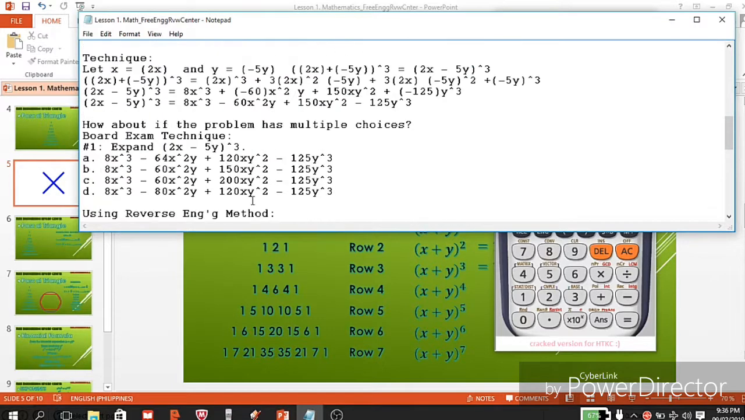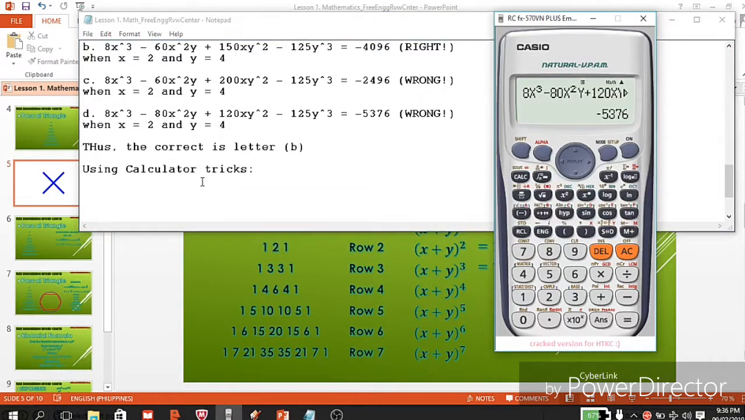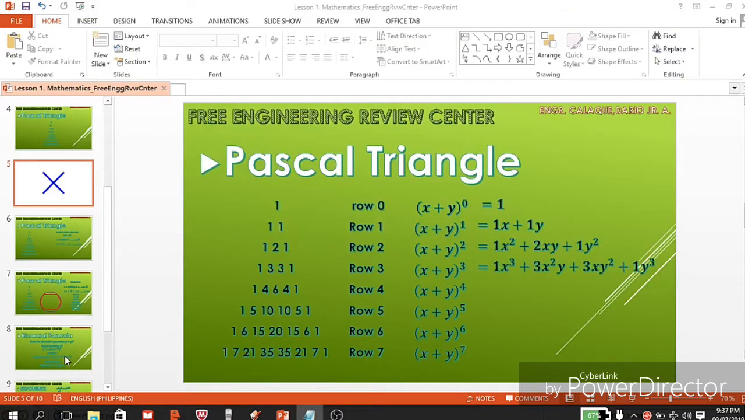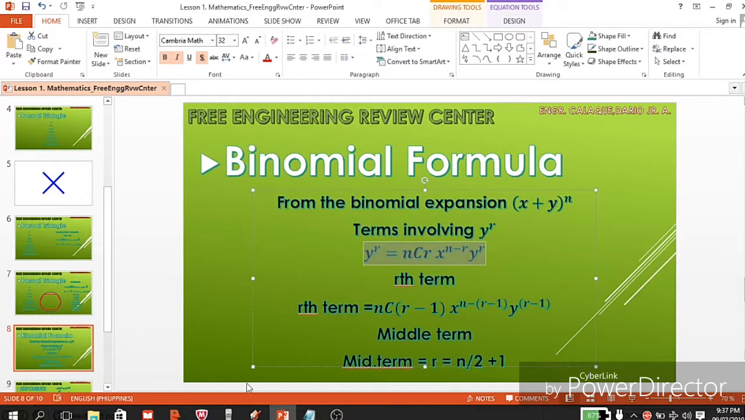So that's it. How about if we are going to use calculator tricks? I developed this technique by using the combination. I'm going to use mode 7. Mode 7, you just need to go to the table, then you just need to type in the function of x. We all know that we have nCr, x raised to power n minus r, and y raised to power of r. Right? And here we have this term. That formula, and we are going to use that.